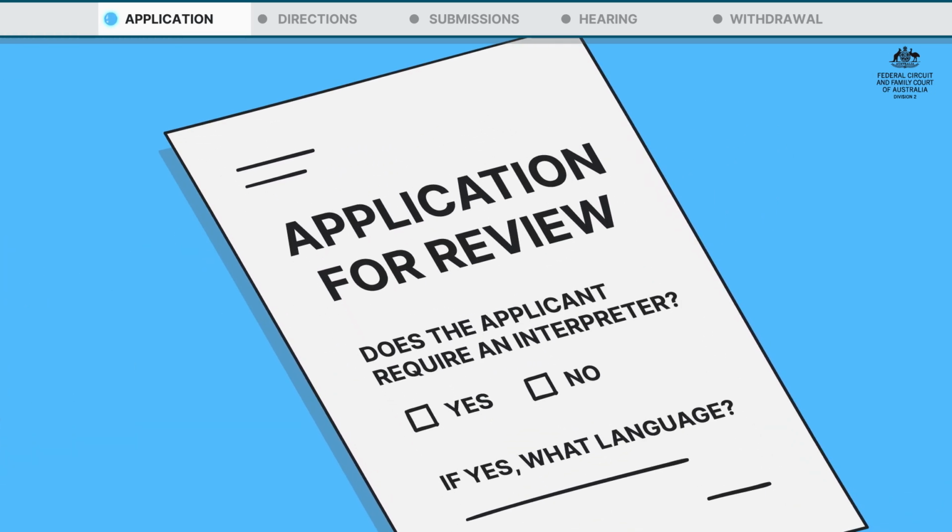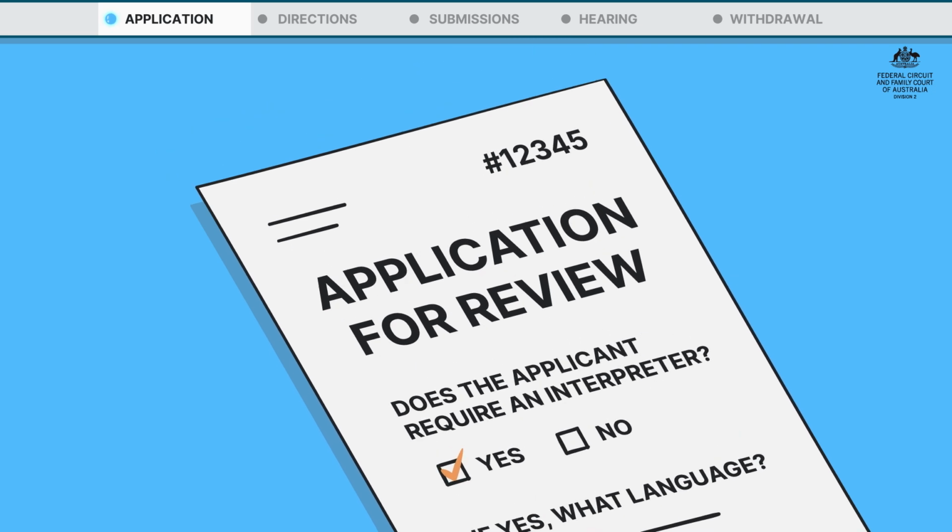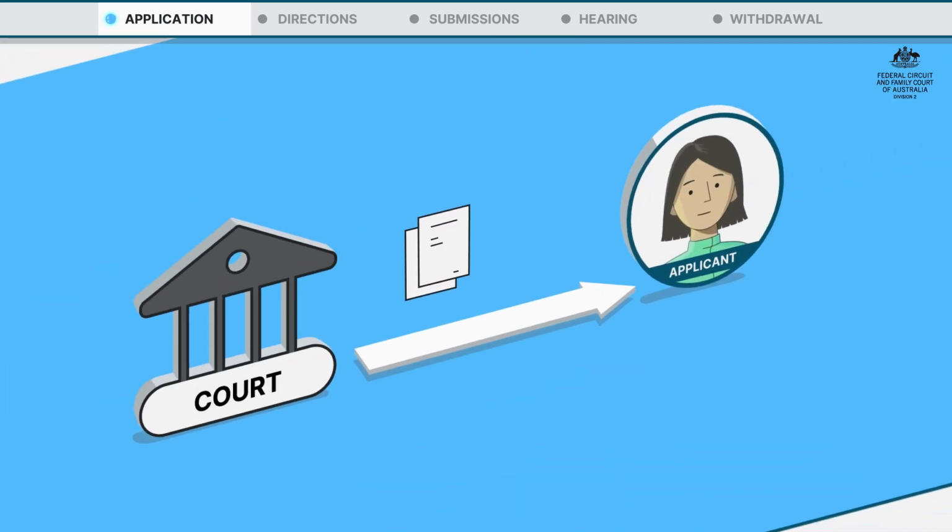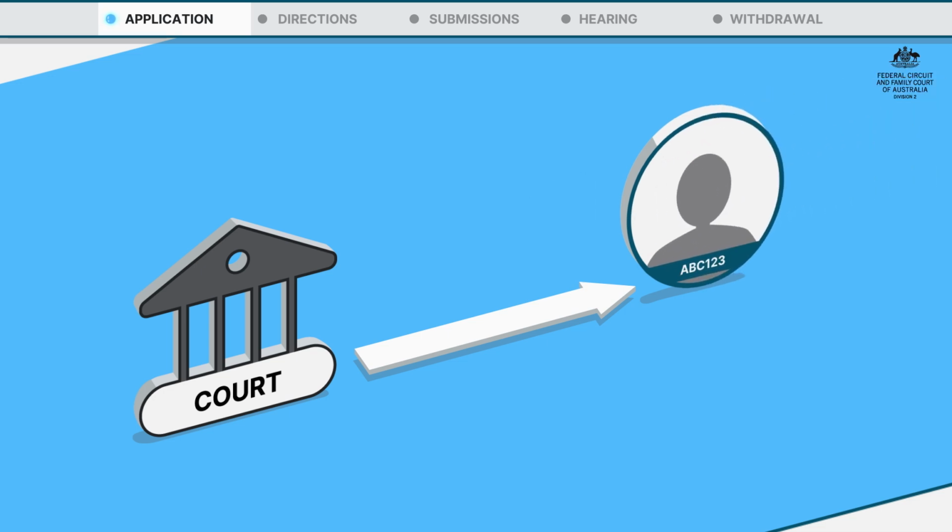If you need an interpreter for your court hearing, tick this box on your application review form. You will not be charged for the interpreter. Once the court receives and checks your application form, you will be sent a file number and copies of your documents that have been officially stamped by the court. If your matter concerns a protection visa application, a different name, known as a pseudonym, will be used on court documents instead of your real name to protect your identity.